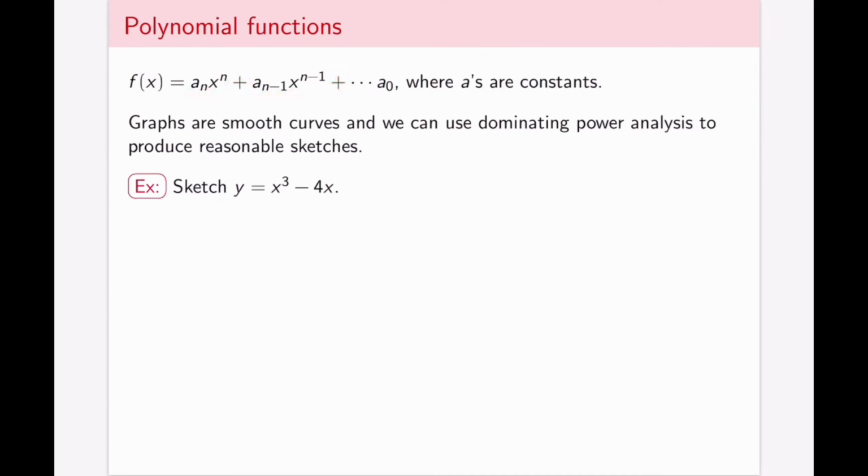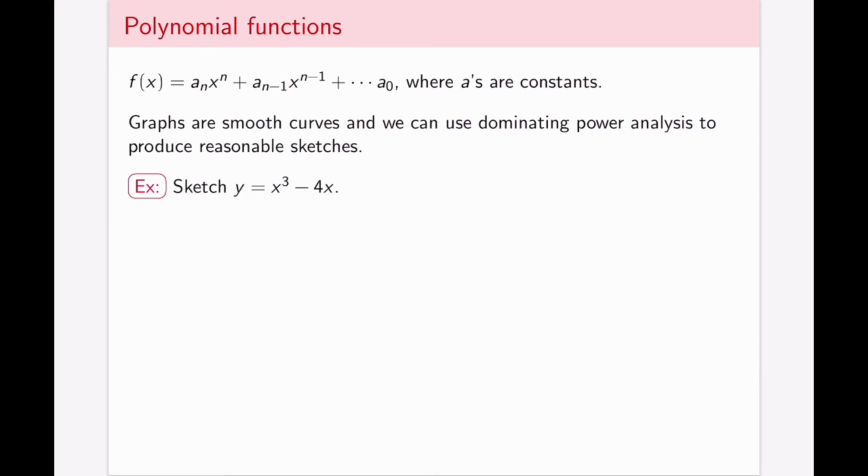The polynomial functions, their graphs are always smooth, what we call differentiable curves, so there are no corners or cusps. A derivative exists all over the place. And we can actually use this dominating power analysis to sketch rough qualitative graphs of these guys. So let's say I have this example here of x cubed minus 4x.